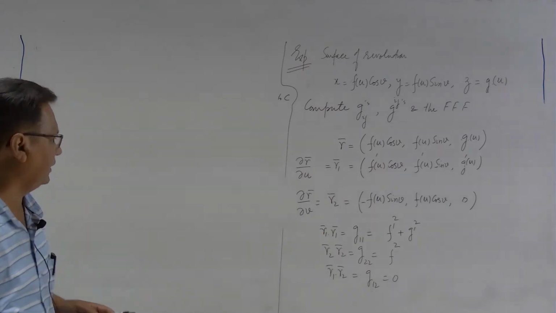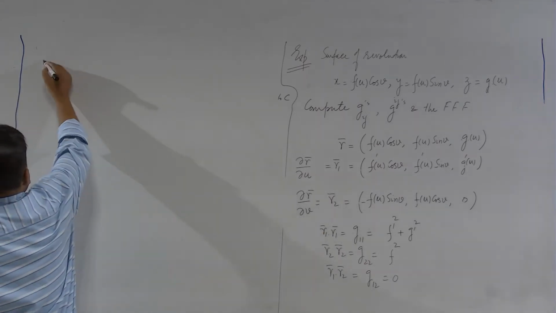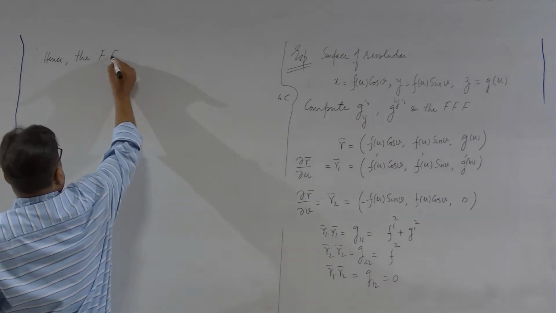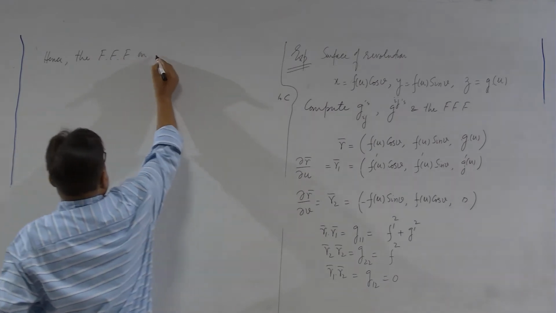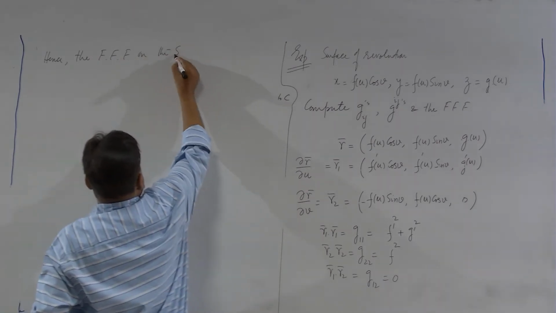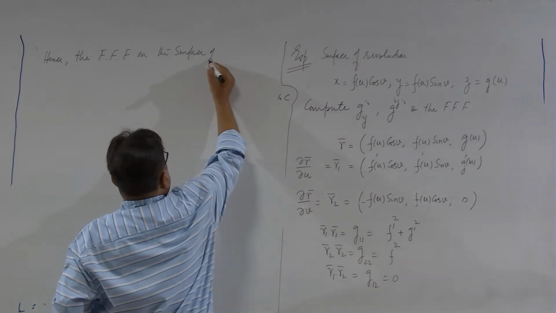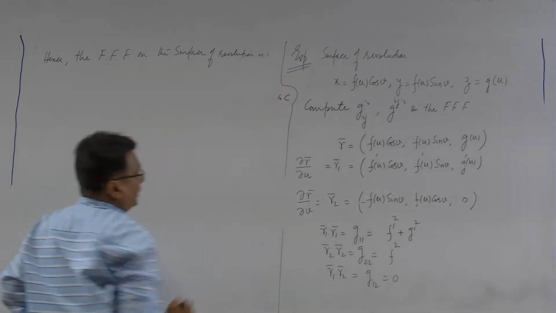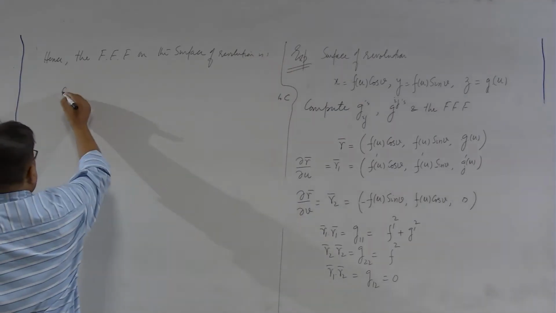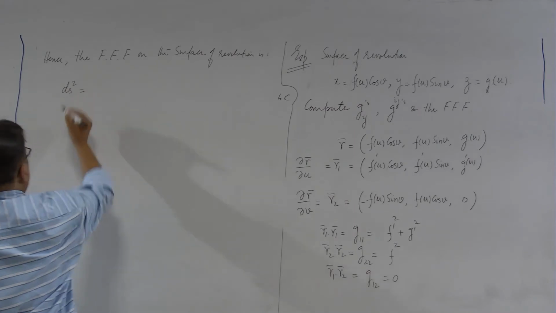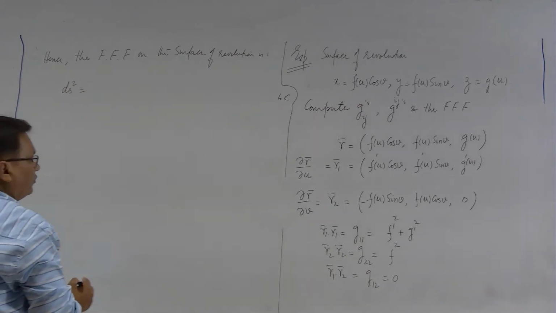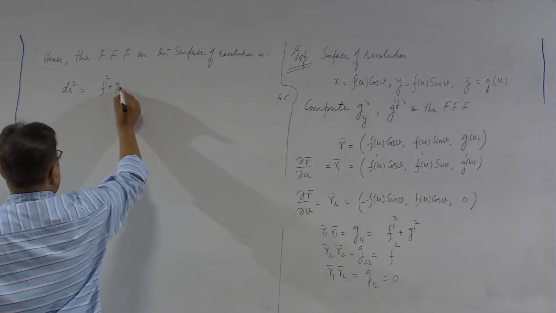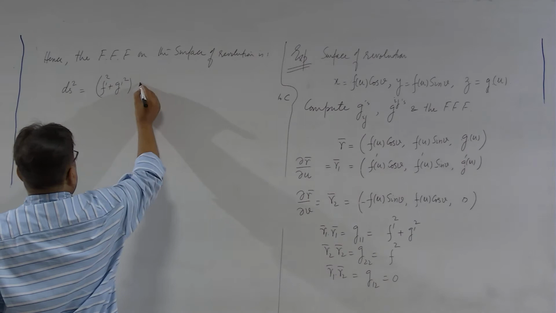So, the first fundamental form on the surface of revolution is given by ds square, we denote the first fundamental form by this symbol, equal to G11, which is f dash square plus g dash square, into du square.